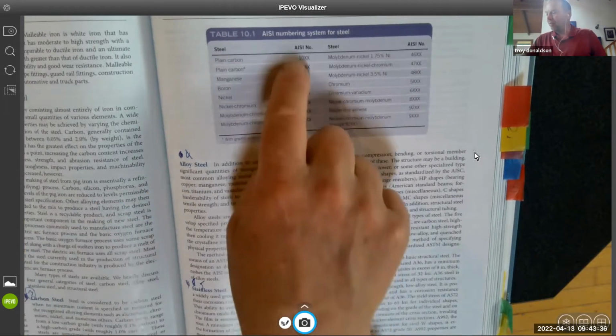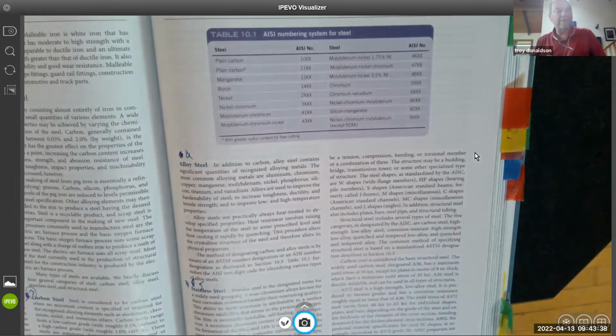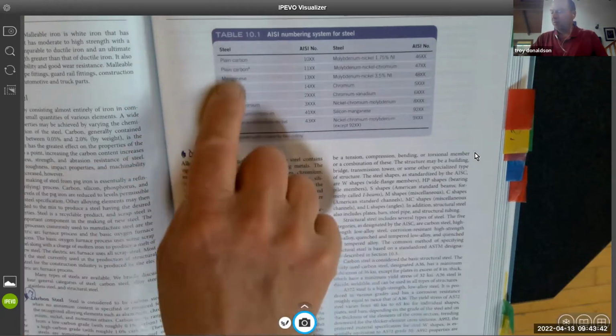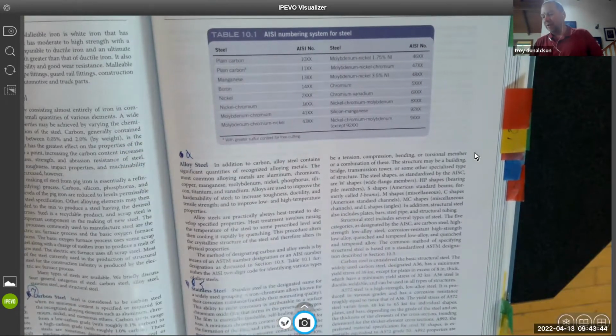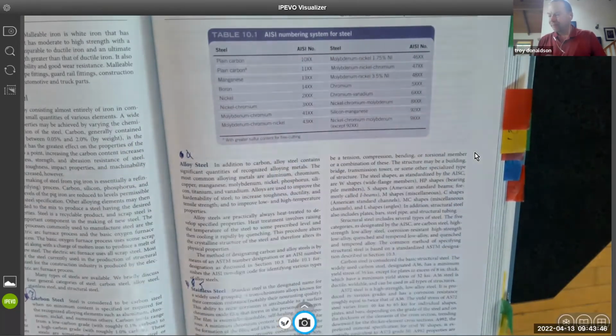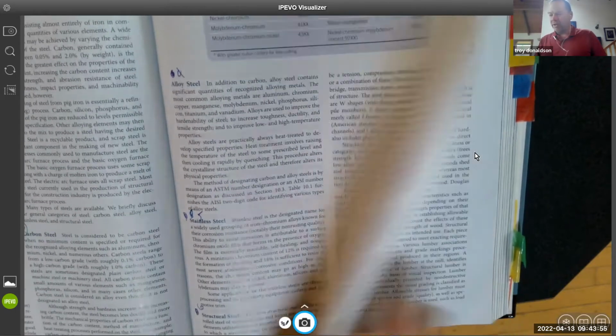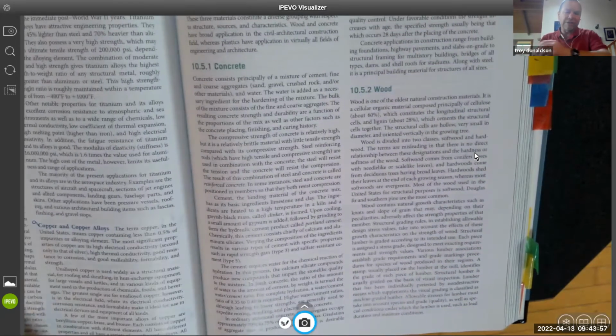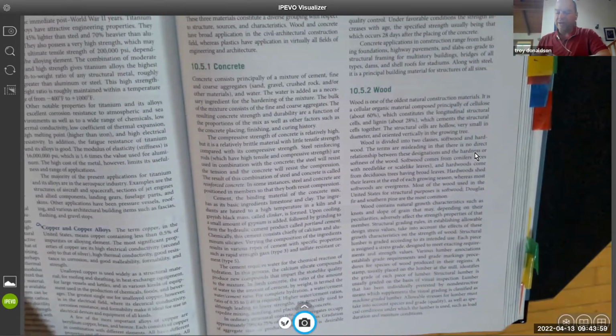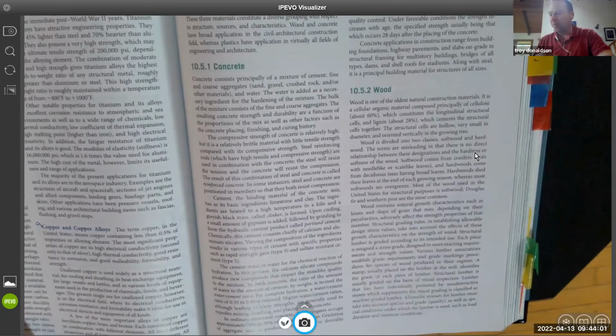But we do refer to them on some numbering system, like a 1036 would be a plain carbon steel, and these are all steels. So it just has everything to do with the alloy in the material, and alloys are going to give you different material properties. So if you needed a stiffer, more rigid steel, then you could stick an alloy in there and make that property appear.